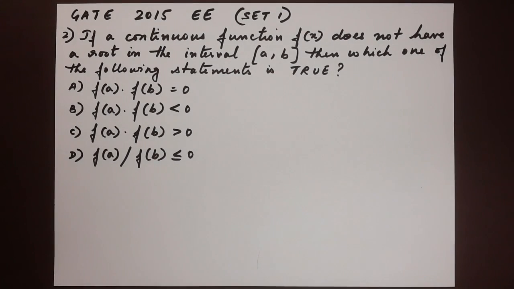Here's the next question, number 2. If a continuous function f of x does not have a root in the interval a, b, then which one of the following statements is true? We have our 4 options. A says f of a into f of b is 0. B says f of a into f of b is less than 0. C is f of a into f of b is greater than 0. And D says f of a by f of b is less than or equal to 0.